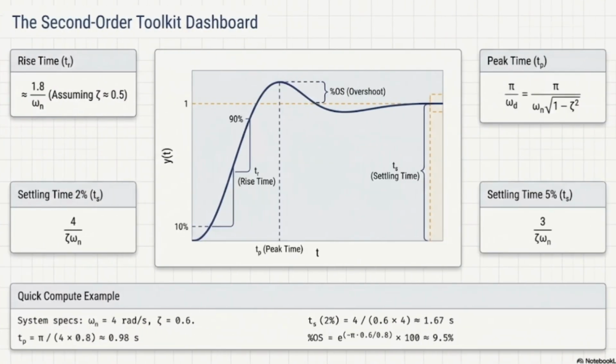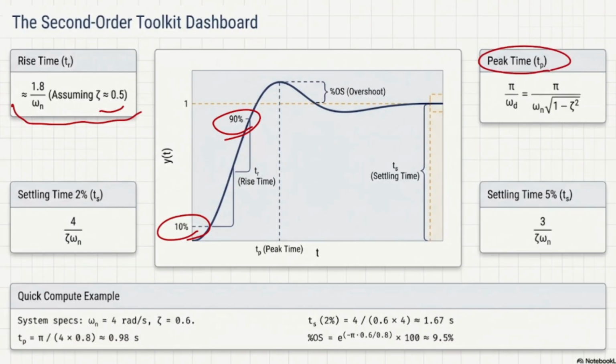Another important batch of formulas that we had in the previous slide was about 4 important characteristics of your system. The very first one was the rise time, the amount of time it takes for a system to go from 10% to 90% of its maximum. That is related to your omega n. By assuming that your zeta or damping is 0.5, you have 1.8 divided by omega n.